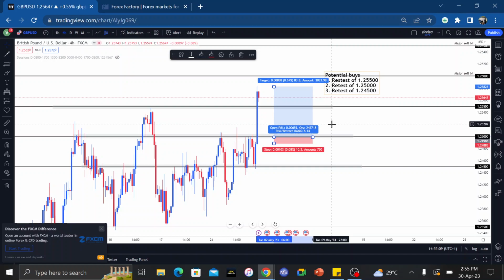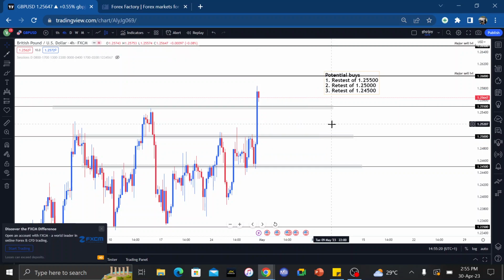So trading is not just buying and selling, like coming to the market and starting to look for buying or selling opportunities. No, it's patience. Just wait for price to come to your zone, then you execute. Yeah, I won't go further.